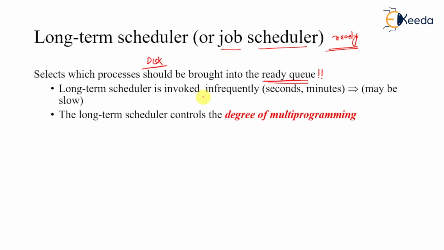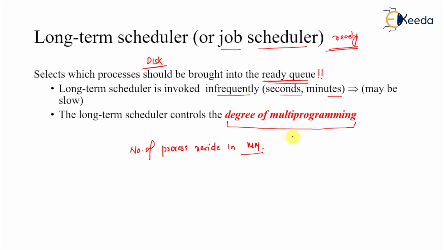Long-term schedulers are invoked infrequently, in seconds or minutes, so they may be slow, and the long-term scheduler controls the degree of multiprogramming. The reason for such a huge statement is that the degree of multiprogramming is the number of processes residing in main memory.